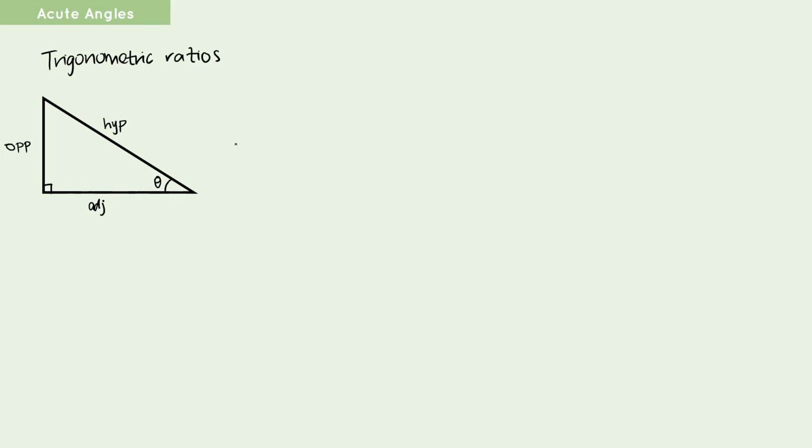So we're just going to define a few ratios. Sine theta is opposite over hypotenuse. Cosine theta equals adjacent over hypotenuse. And tangent theta equals opposite over adjacent.